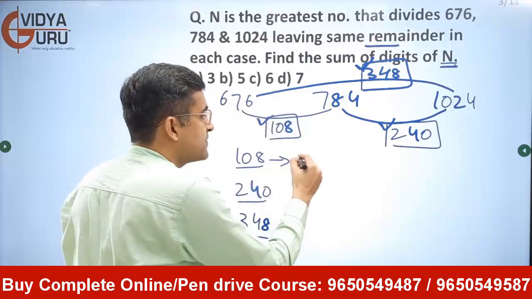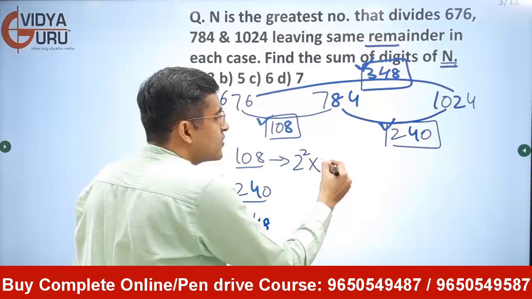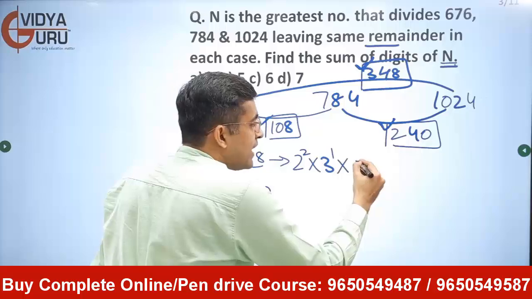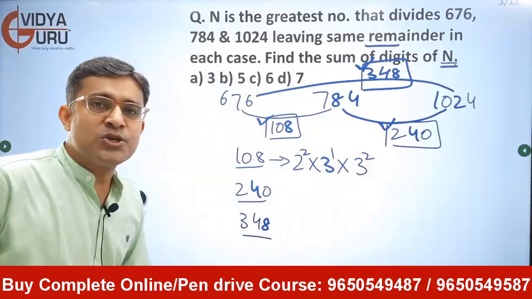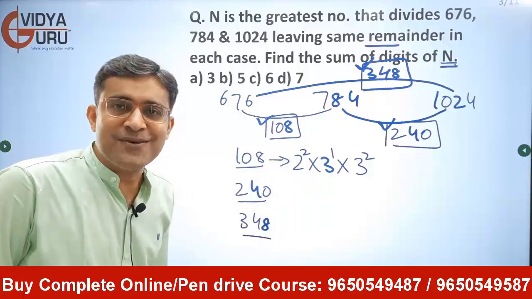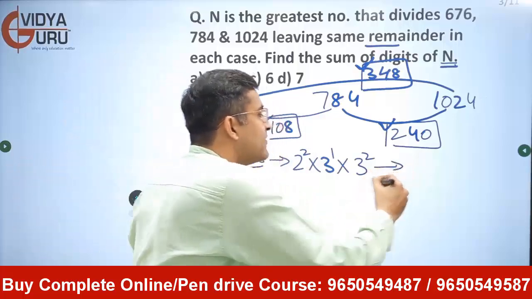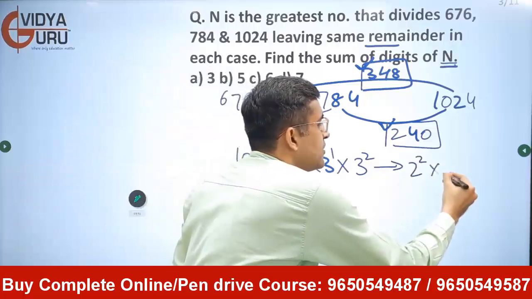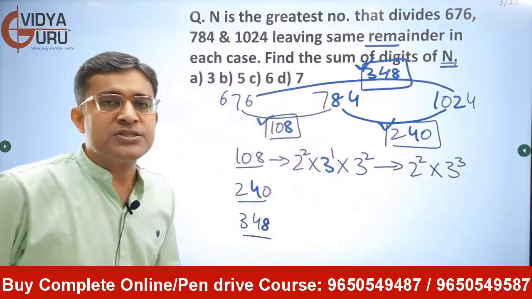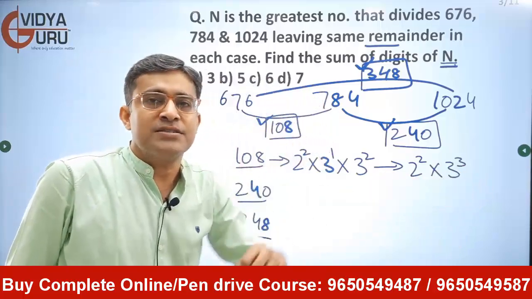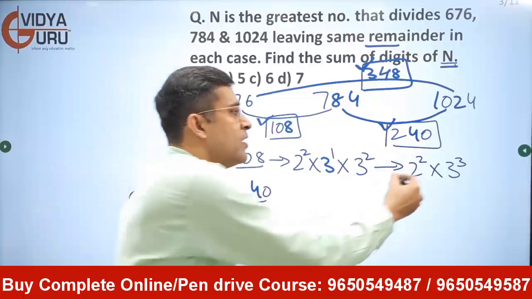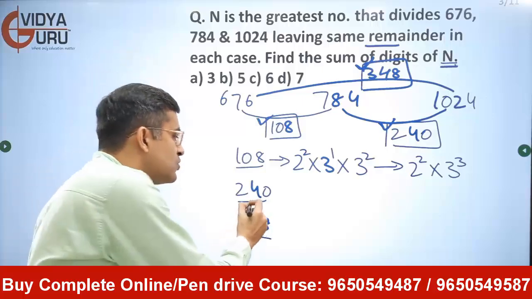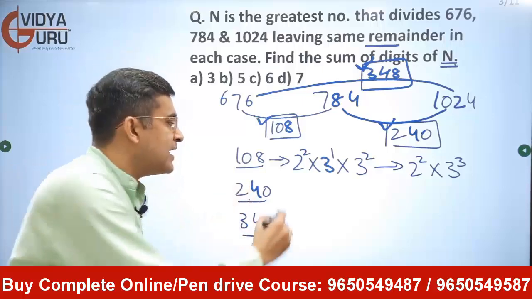So let me write 12 first. 2 square is 4. 4 threes are 12. And 12 nines are 108. So 9 can be written as 3 square. Yes or no? Look at it. So now let's aggregate the powers. So 2 square into 3 raised to power 3. 12 nines are 108 has now been written in this form. 2 square into 3 cube.